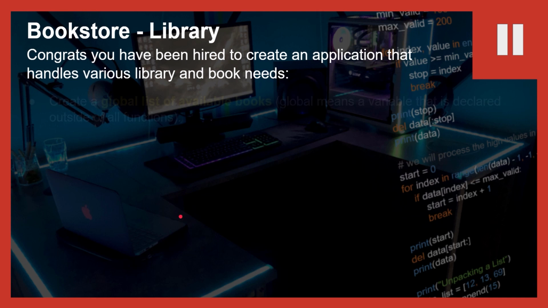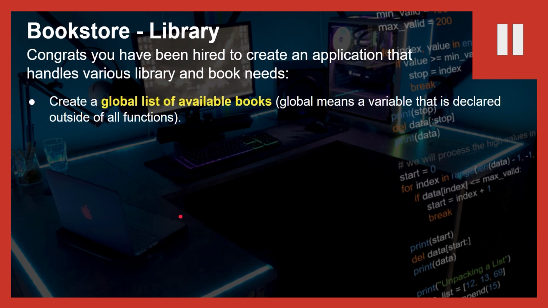Let's look at these. First, you'll need to create a global list of available books. And when I say global, global means a variable that is declared outside of any and all functions. So it's a variable that's not part of a function, it's outside of a function, and it can be used throughout the code.